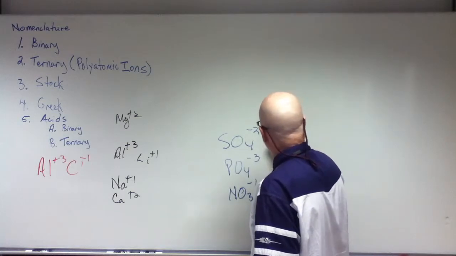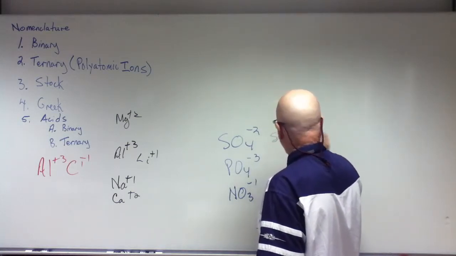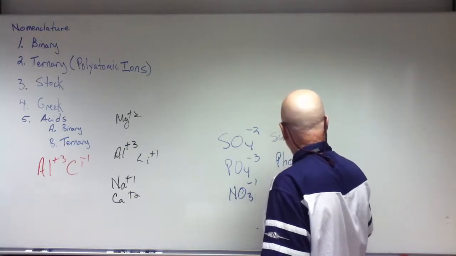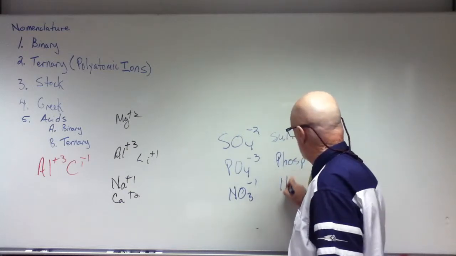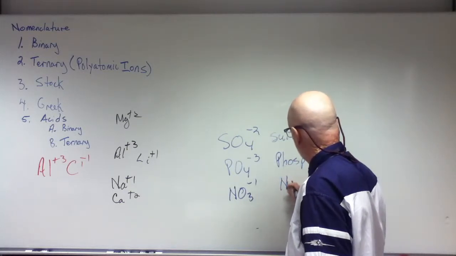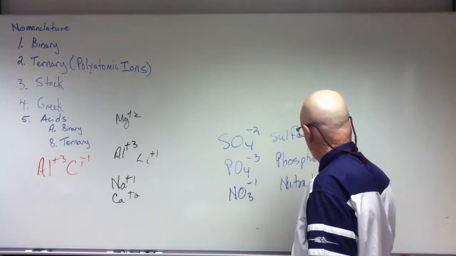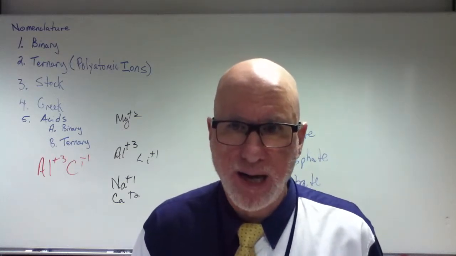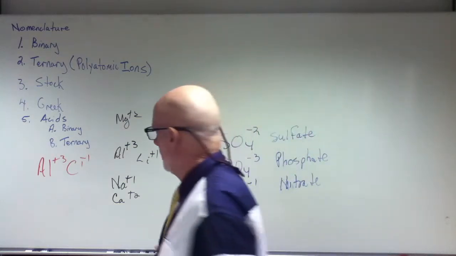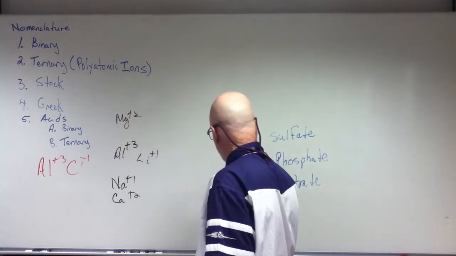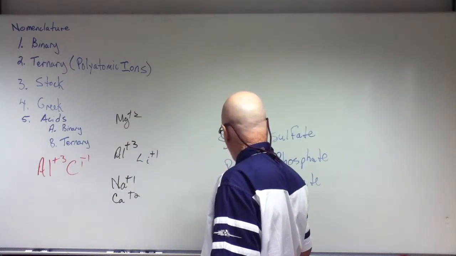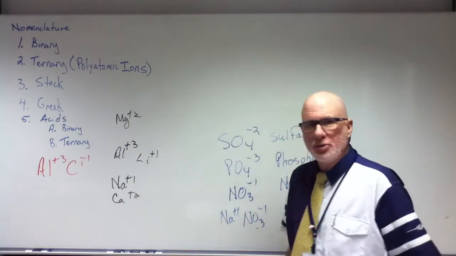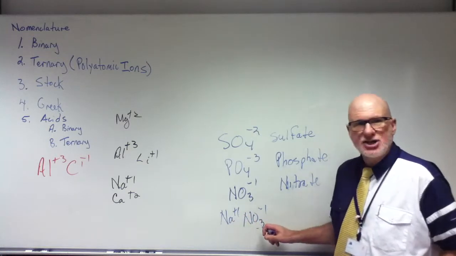The name of this is sulfate. The name of this is phosphate. The name of this is nitrate. Correct? Now, what do they put in meat to make the iron in the blood +3? They put in sodium nitrite. Sodium nitrate. Na+1, NO3 -1.